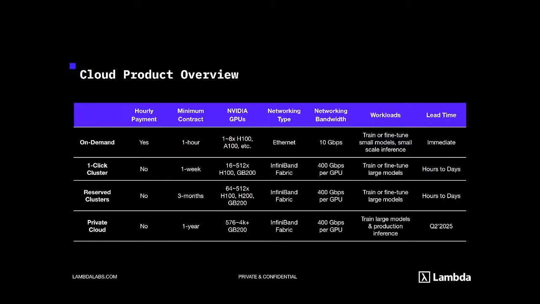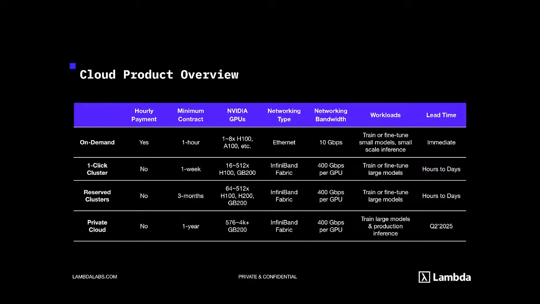There's a few different products that Lambda offers, including our on-demand cloud, our one-click clusters, reserved clusters, and then private cloud solutions. The main difference between these is going to be the types of GPUs you can access, the size and scale of the compute, the networking, and then really what these are optimized for.